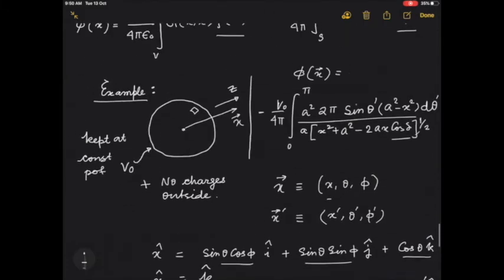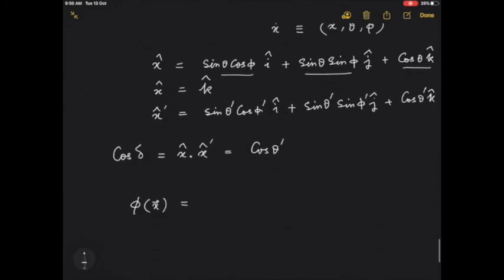So finally, I get my phi x, which is, let's see what has happened here. So that's 2 pi can cancel out. A square will give me a. So this is minus v0 a by 2.